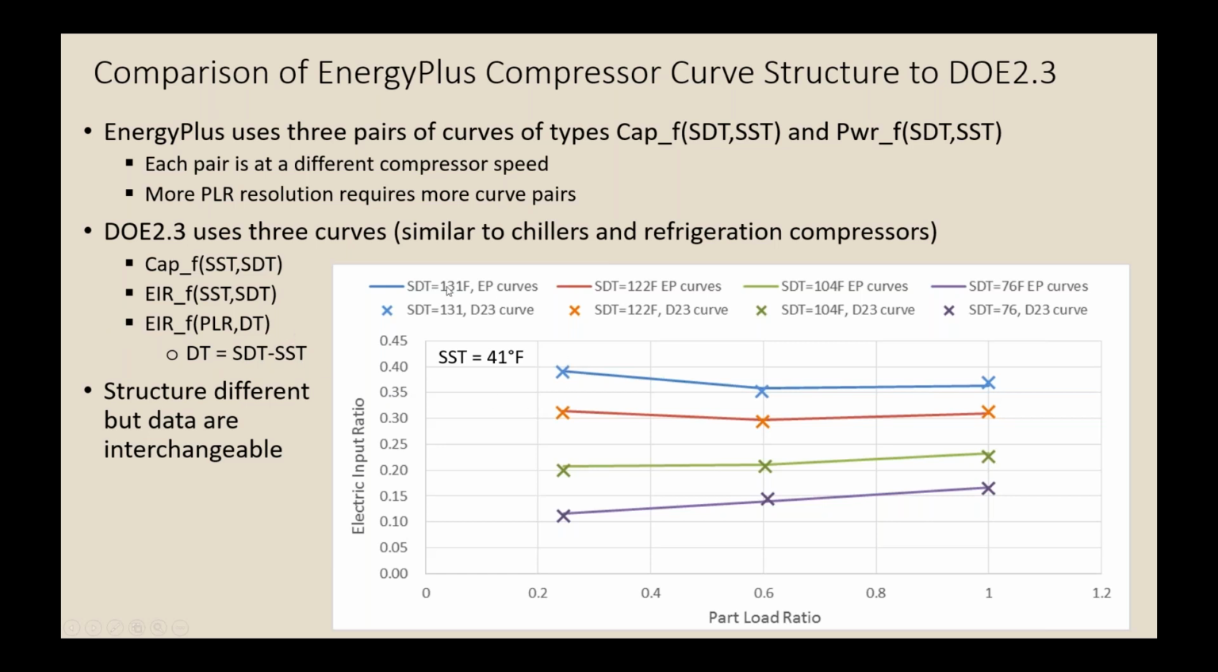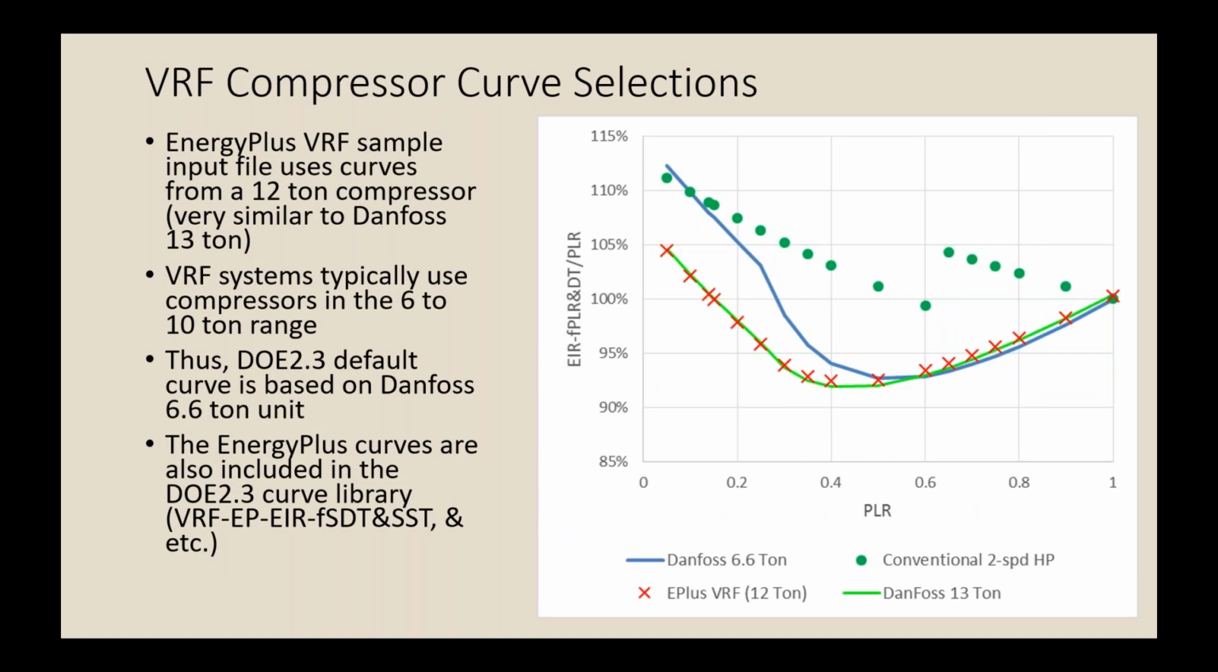So I took the EnergyPlus curves and reprocessed the data from those curves into the format of the DOE-2 curves and compared the result, and this is what we get. You can see that there are a few places where they're a little bit off, but for the most part, they're pretty close. So my conclusion was that the two curve methods are compatible with each other. And if manufacturers develop data for one, it can be converted to be used in the other. So that was a good thing.